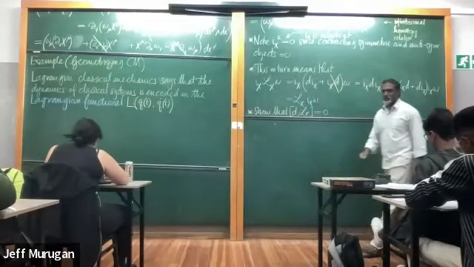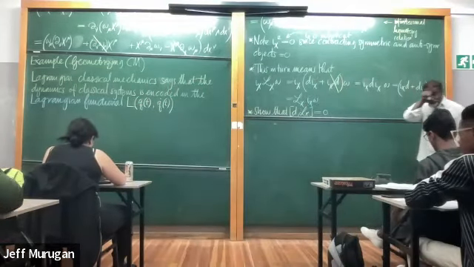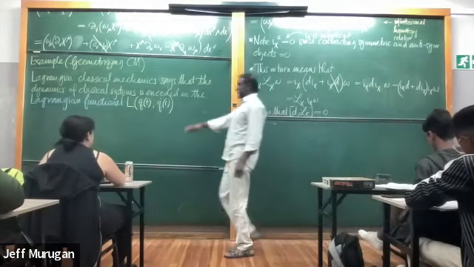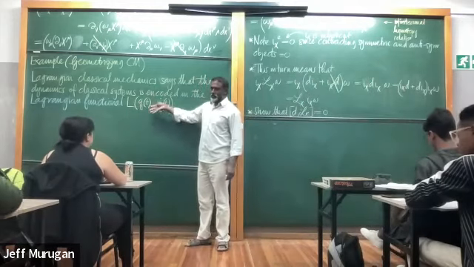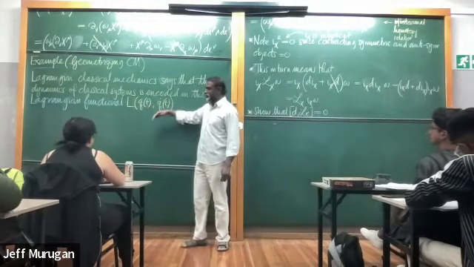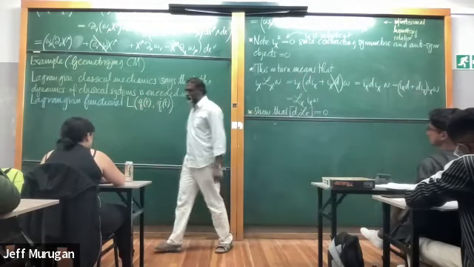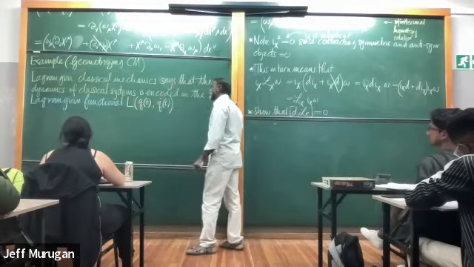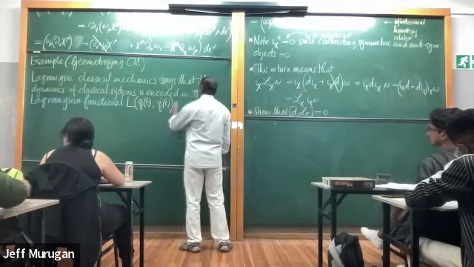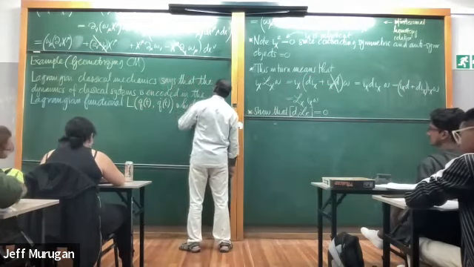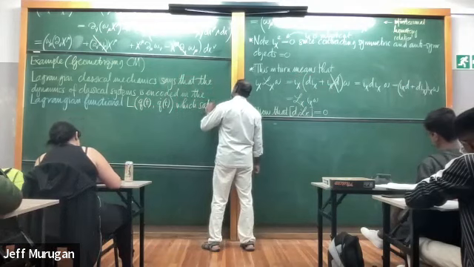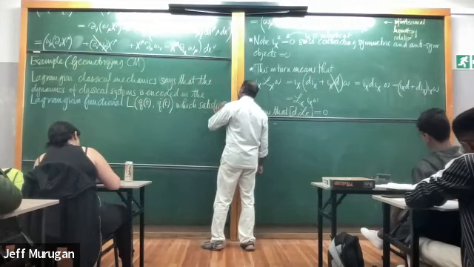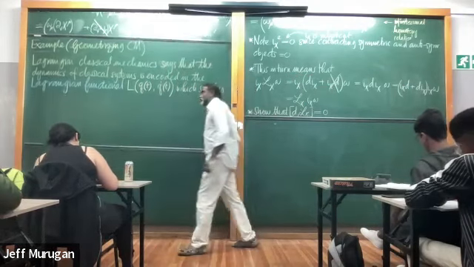So dq by dt. I give you this functional because it's a function of functions. You give it the functions, and you get a function. This is a function of those functions. And this thing satisfies the Euler-Lagrange equations.